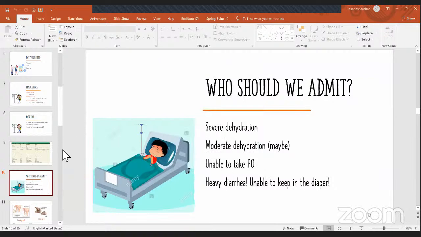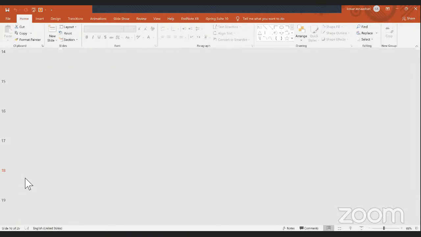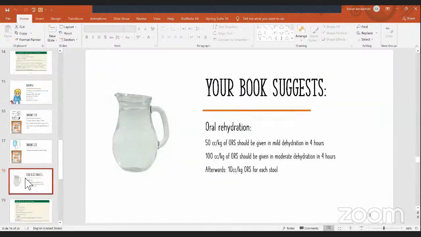Okay, so what your book says about the patients who are not admitted and who are going to stay at home: they're either mildly dehydrated or moderately dehydrated. It means that you're visiting a patient who has diarrhea and who has mild or moderate dehydration. You should ask the mother to give a bolus of 50 cc per kilogram of ORS to the child. For example, if the child is 10 kilograms, you will ask the mother to give 500 cc's of ORS over 4 hours.